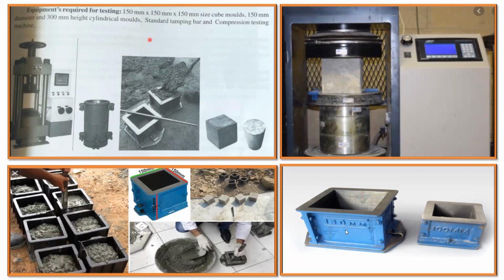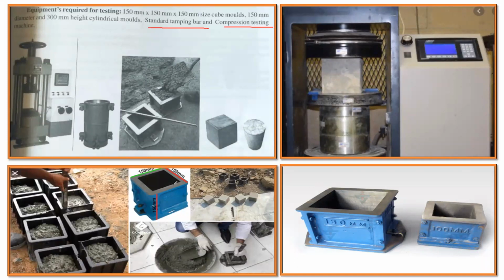One thing we need to understand is that we don't use a cylinder in India, especially for the compressive strength test. But if you go to North America, I mean the United States and so on, instead of a cube they do the test on the cylinder. Then you require a standard tamping bar and a compressive testing machine.